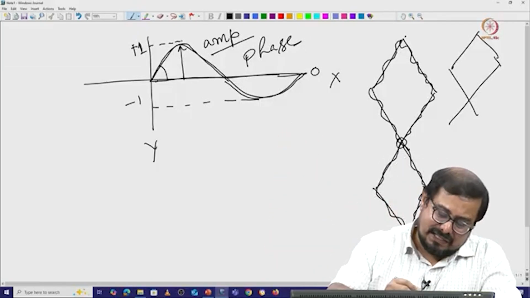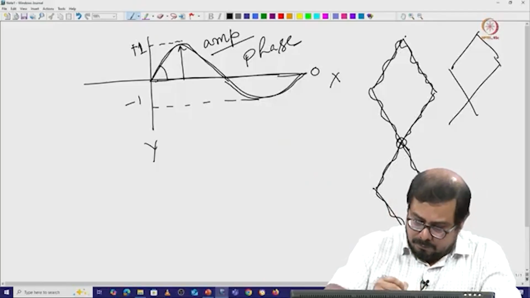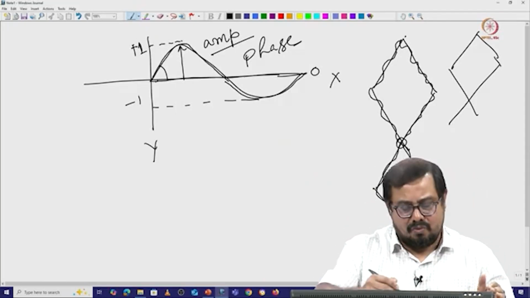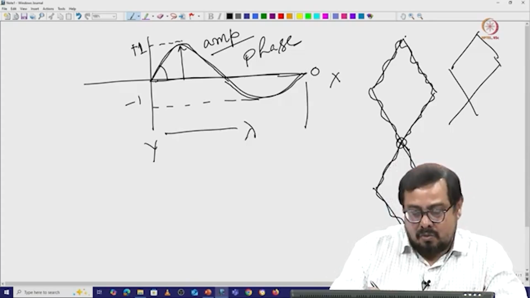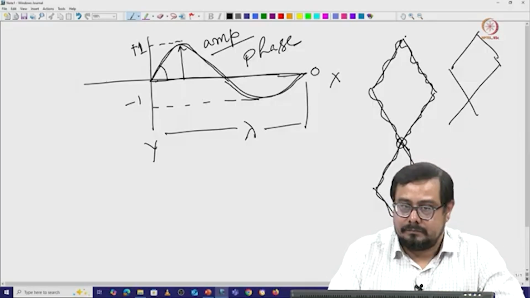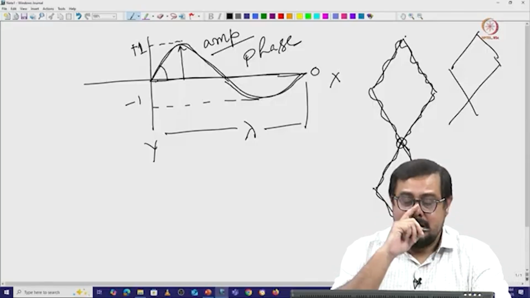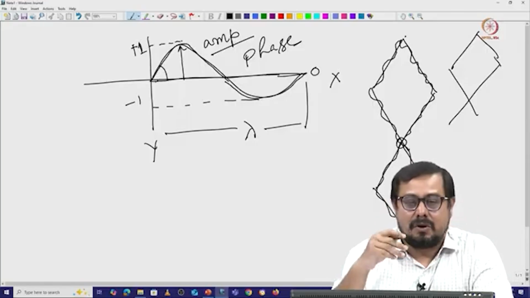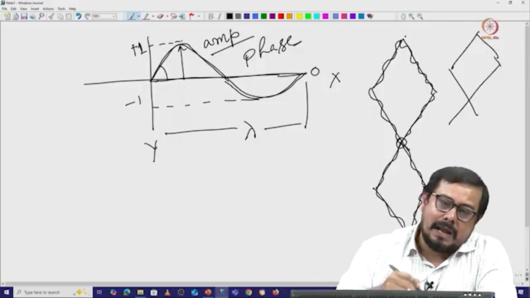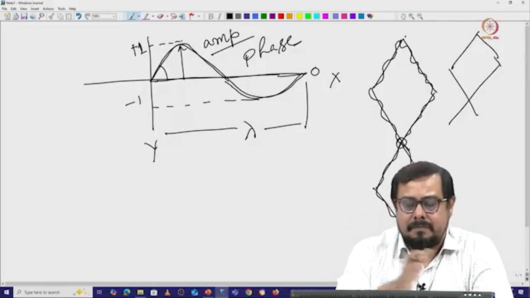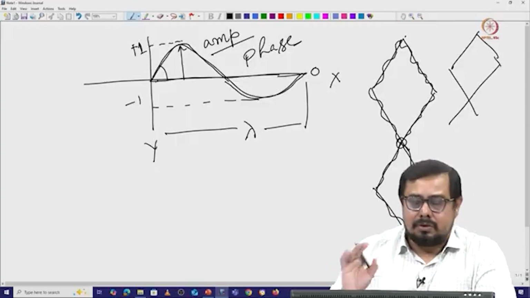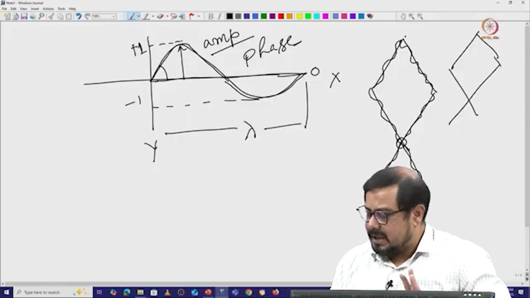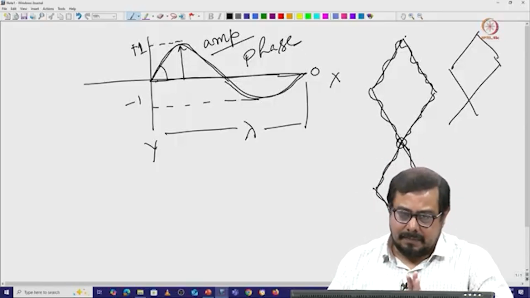Here I pointed only one wave, this is called 1 lambda or wavelength, okay. And this height is called the amplitude and the angle is called our phase. Those are a couple of points that are very important that we have to remember.